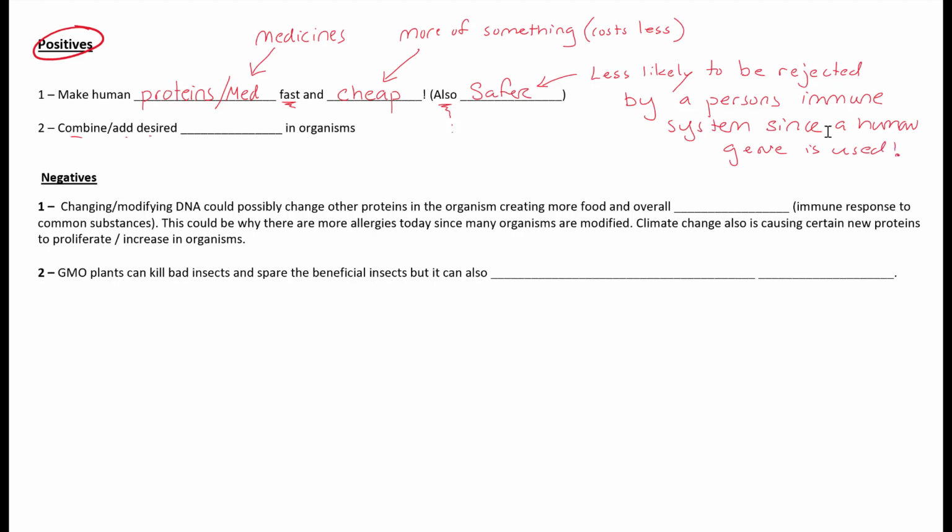Also, you can combine, or you could add, desired genes and thus traits in organisms to make them the way you like. Those will be called genetically modified organisms, or GMOs.